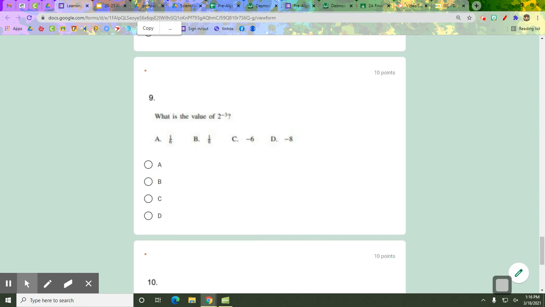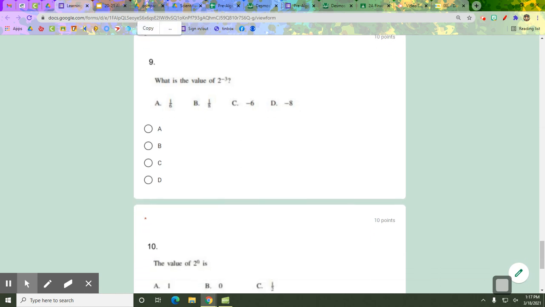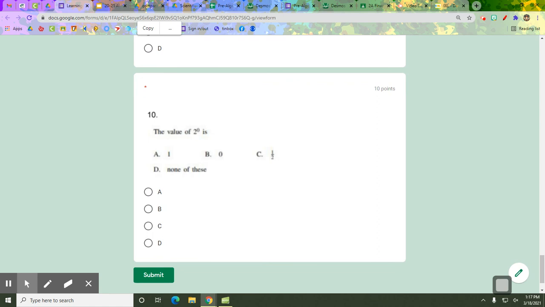What's the value of 2 to the negative third power? Go to your negative exponent rule. What do you do with your negative exponent to make it positive? Please don't miss number 10. Anything to the 0 power is the same answer. Anything.